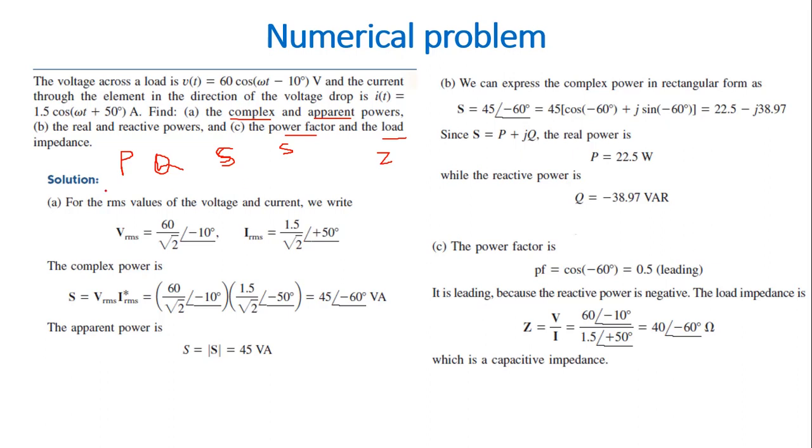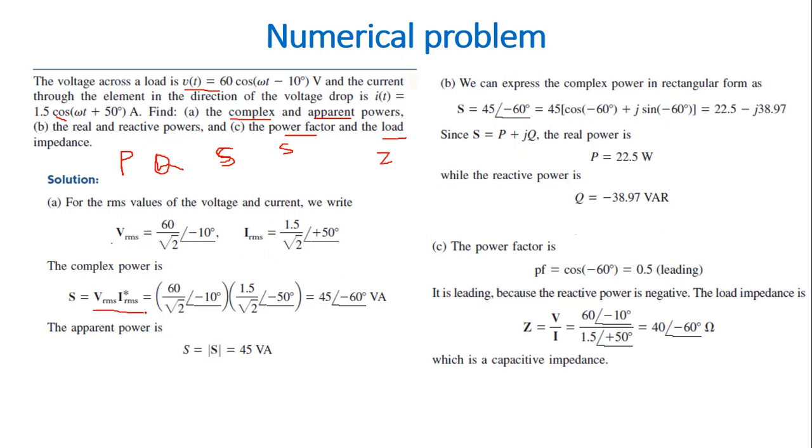So first let us start with expressing v of t and i of t in phasor form. The RMS values of voltage and current can be written as follows. V of t can be written as 60 angle of minus 10 volts. So Vrms is Vm by root 2, angle of minus 10. Similarly Irms is Im by root 2, angle of 50. So this is Vrms and Irms.